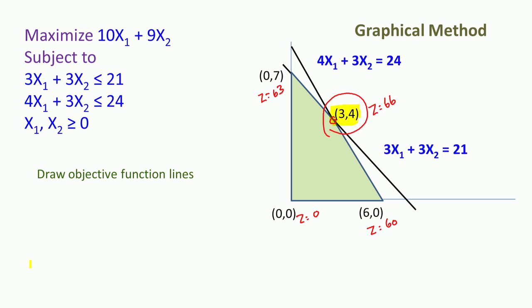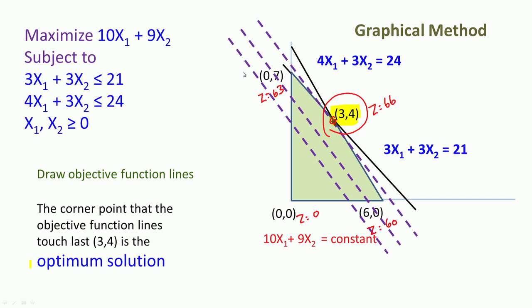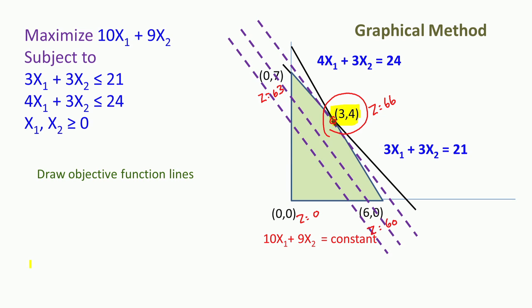Now, what we do is draw objective function lines. I have shown a few objective function lines. The objective function is 10x1 plus 9x2, and we keep 10x1 plus 9x2 equal to a constant. For example, we could keep 10x1 plus 9x2 equal to 50. So, this line could represent 10x1 plus 9x2 equal to 50, and this straight line is drawn.